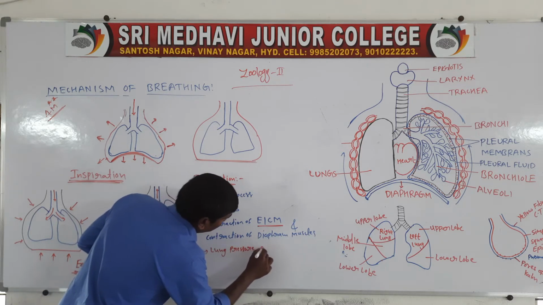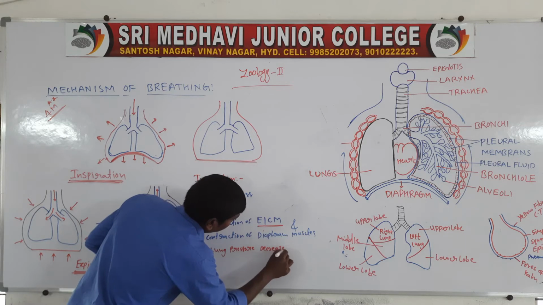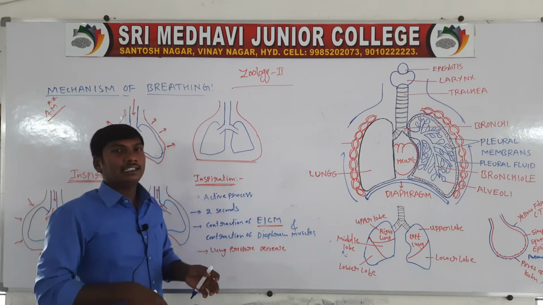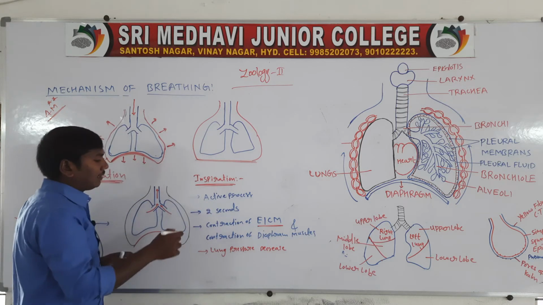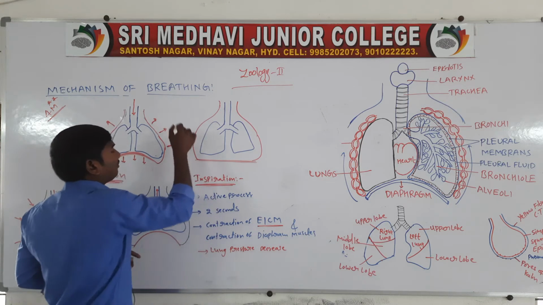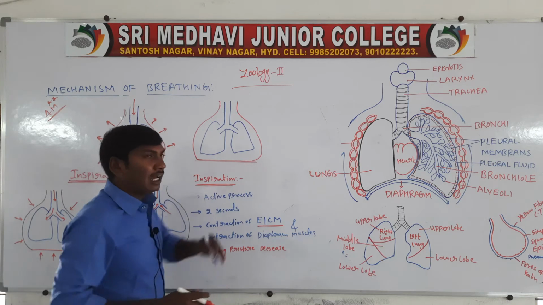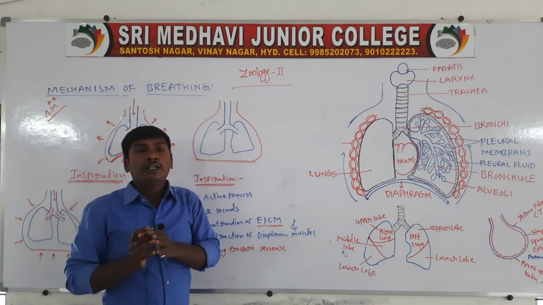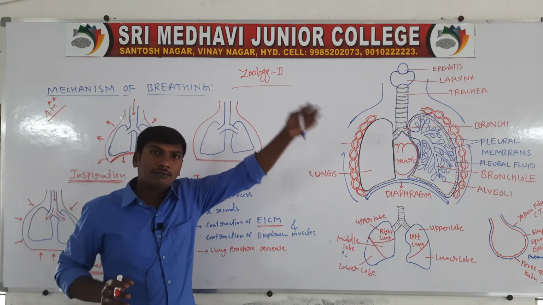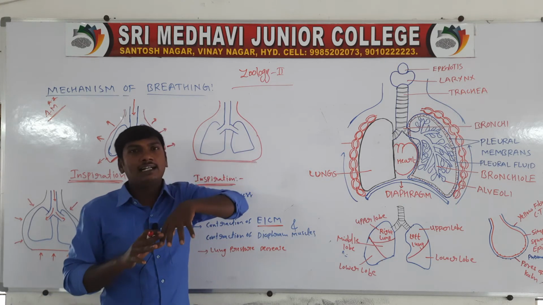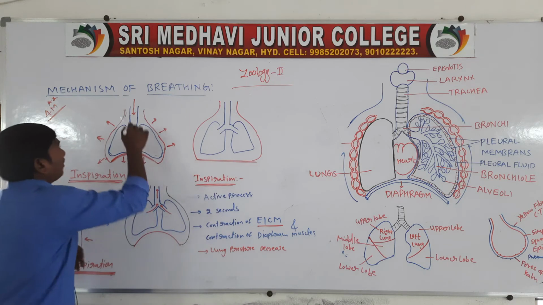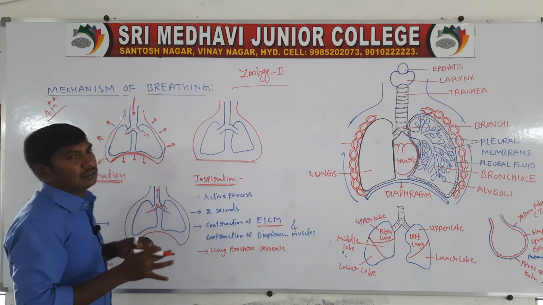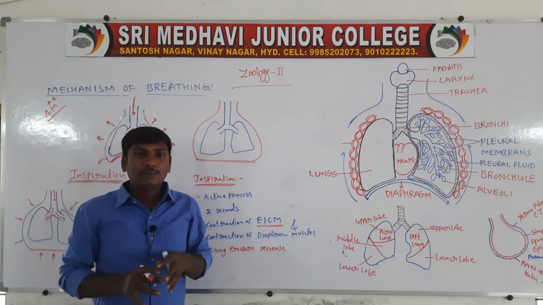Lung pressure decreases. The cavity increases, so the pressure decreases. At that time atmospheric pressure is high, so air moves from high concentration to low. The pressure is high in the atmospheric air and low in the lung air, so the air moves from the trachea and respiratory tract to the lungs. These are the inspiration.